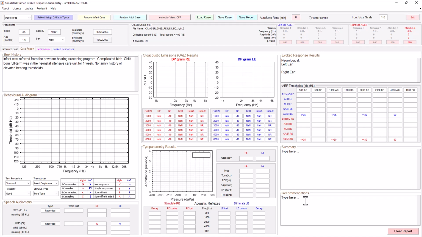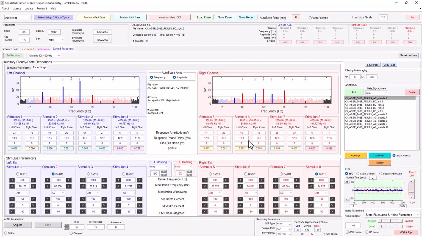So that completes the tutorial on how to use steady state responses for determining threshold in an infant hearing case.